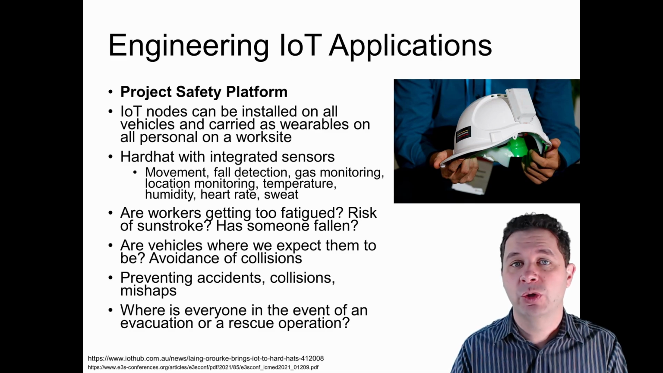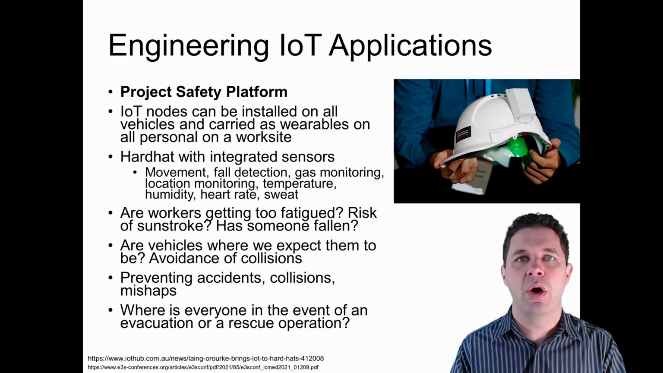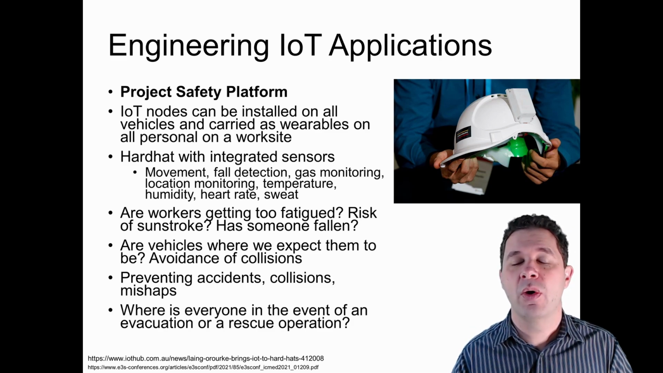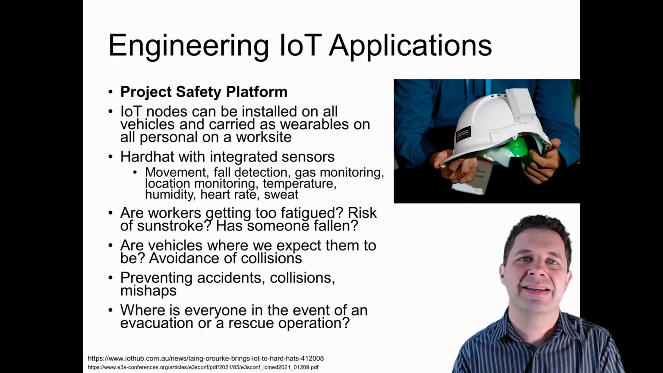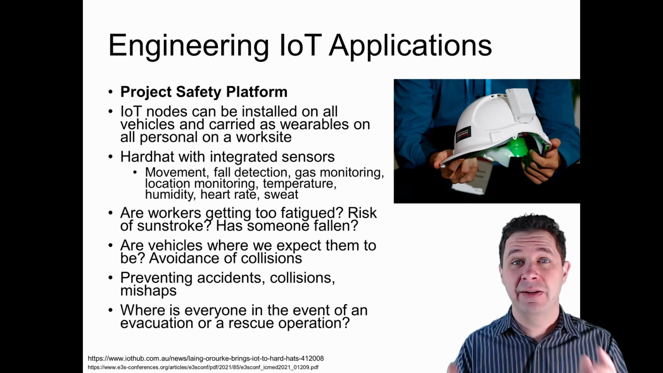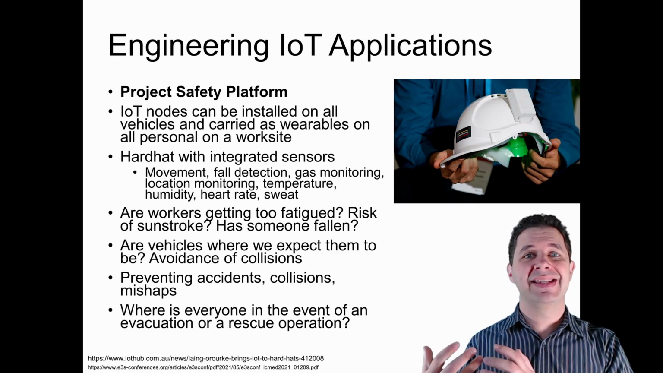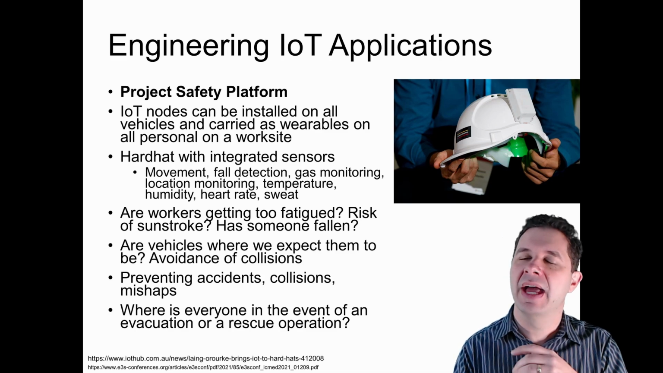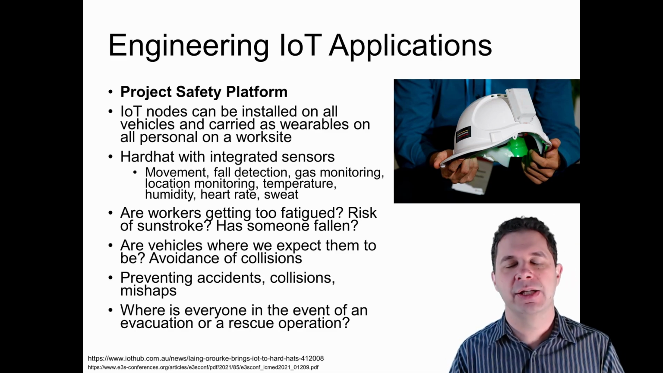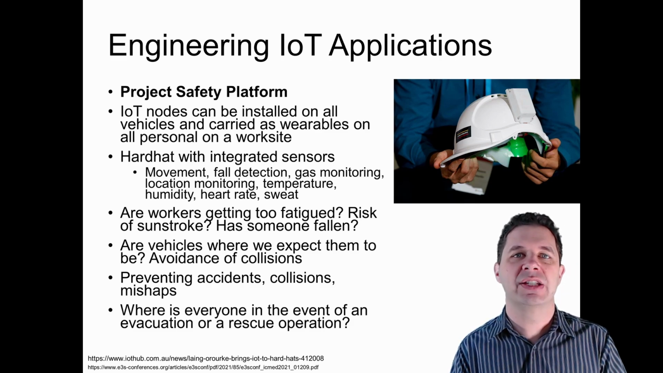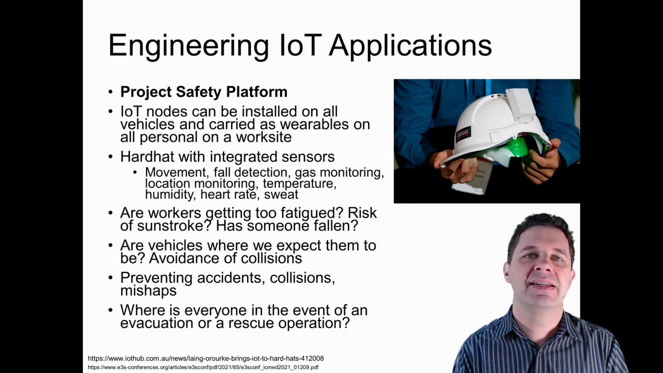Fall detection: people may have tripped over something, and if there's no one about, people won't know about it. That gas monitoring I mentioned previously, if they walk into an area where there might be a dangerous buildup of gases, but people don't know because they can't smell them. Doing location monitoring can be really important. For example, if there's an evacuation, you want to make sure everyone's out of the danger area and that they're all accounted for. Measuring things like temperature and humidity and heart rate and sweat, you can work out whether they are getting too fatigued, or is sunstroke a risk, or has someone fallen over and do they need assistance?